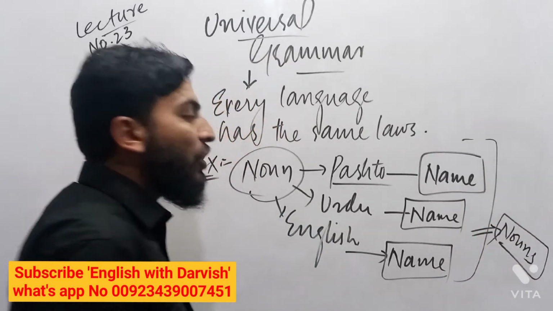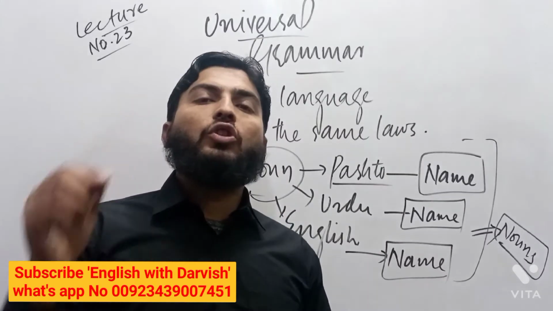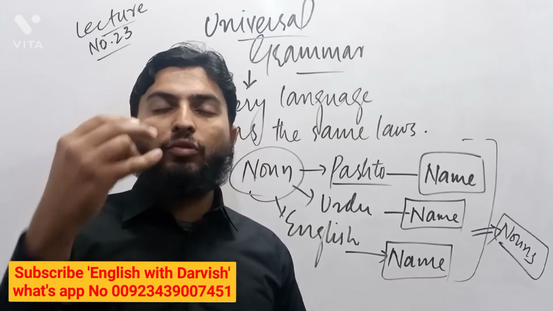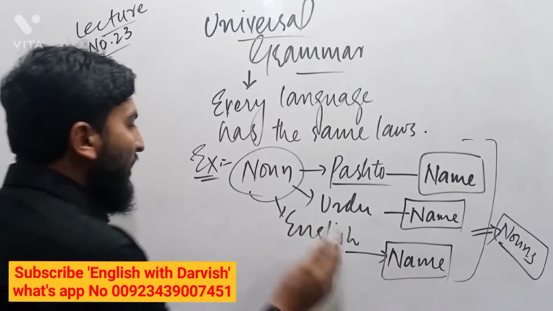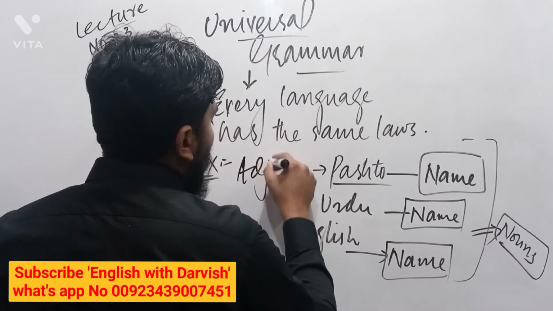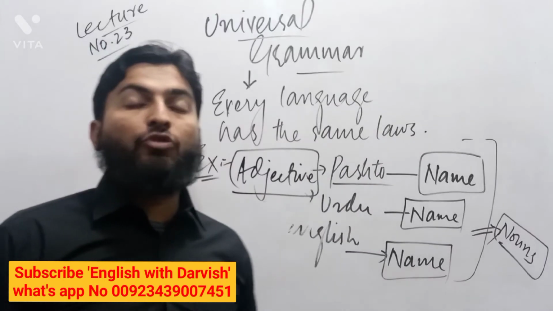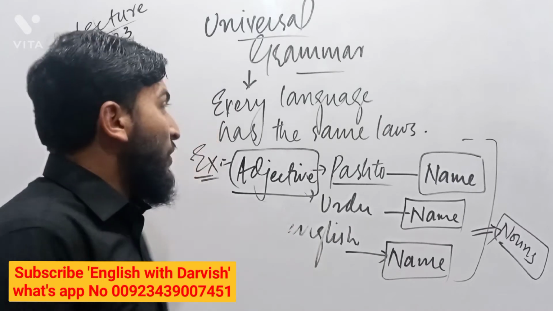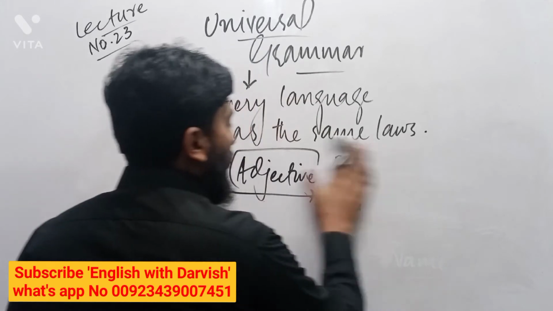It means that the feature of noun as a grammatical term is not only available in English, but it is also there in Urdu, it is also there in Pashto, even in some other languages. Suppose, let me give you another example. We say that there is an adjective. This adjective is not only available in Pashto, but it is also available in Urdu and it is also available in English. Therefore, we say that each language has some same laws.